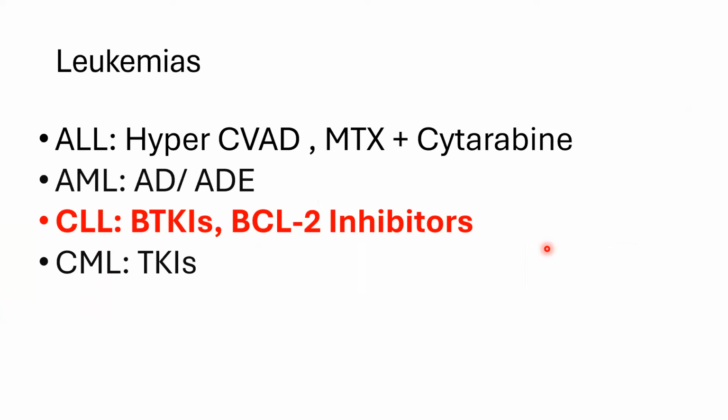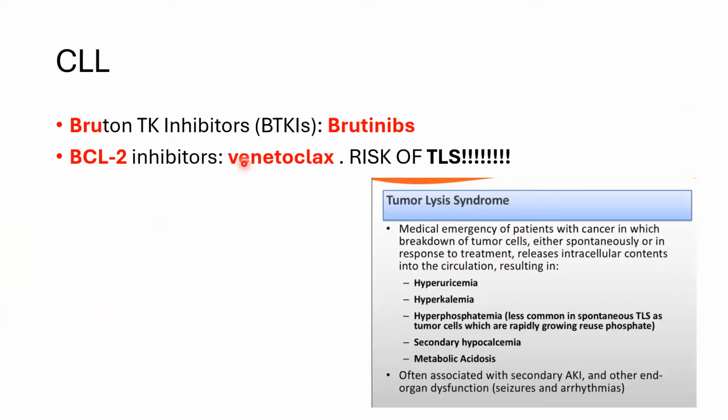Moving on to the chronic ones, they're really easy. So the CLL, there are two main classes of drugs that we use. They start with a B. Okay, so BTKIs and BCL2 inhibitors. Let's start. So remember how we said tyrosine kinase inhibitors? They always end with -tinib. We'll just add the BRU because Bruton's TK inhibitors end with -brutinib. So all the drugs that end in -brutinib are BTKIs.